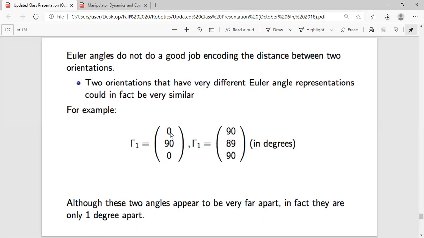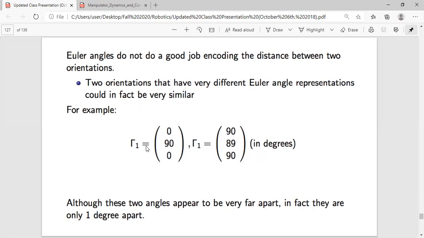So here's an example. If I give you Euler angles 0, 90, 0, this is my first rotation transformation, and then this is another one, 90, 89, 90. You will see my other angles are 0, 90 for this one, and 90, 89, 0, 90 for the other. You might think there is a big difference, that these two represent two different orientations that are very far from each other. In fact, they are actually only 1 degree apart.